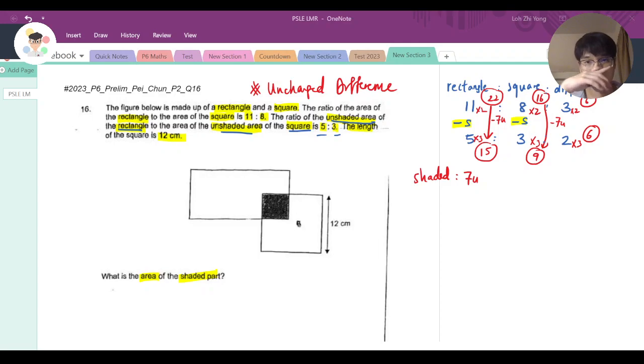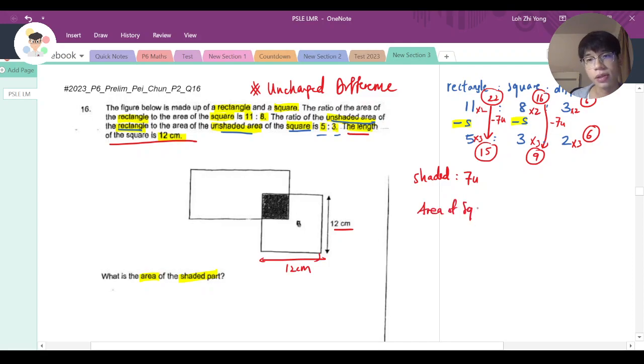Okay? Now, the interesting part now to find out is here. The length of the square is 12 cm. Means that here is 12 cm, right? So here is also 12 cm. So what's the area of square? The area of square will be 12 times 12, which is 144 cm squared. And now, what is the unit? What's the unit for our square now? If you look carefully, the unit for our square now is 16.